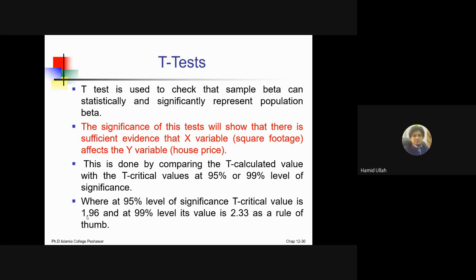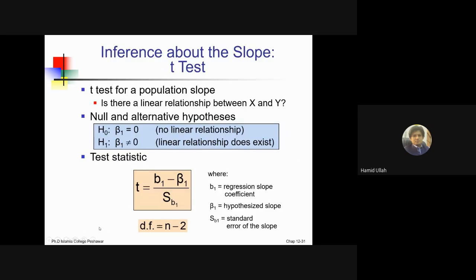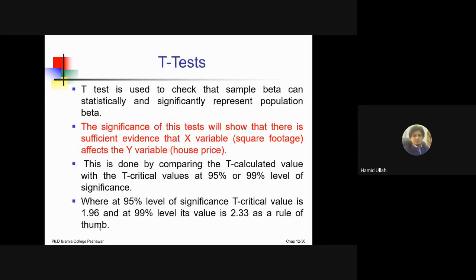The T calculated value will come from our computation, and we have computed that in our table, which I'll show you in a few seconds. So you must remember these values: at the 95% level it is 1.96, and at the 99% level it is 2.33 as a rule of thumb. Now let's see how this T value is computed.